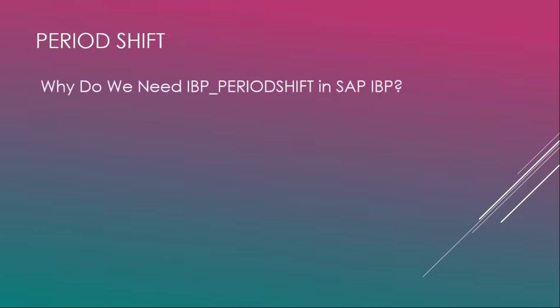In planning, context matters. When planners look at data, whether it's forecast, sales, or inventory, they often don't want just to see what's happening now, but how it compares with the past or moves into the future. That's where the IBP period shift function becomes incredibly powerful.